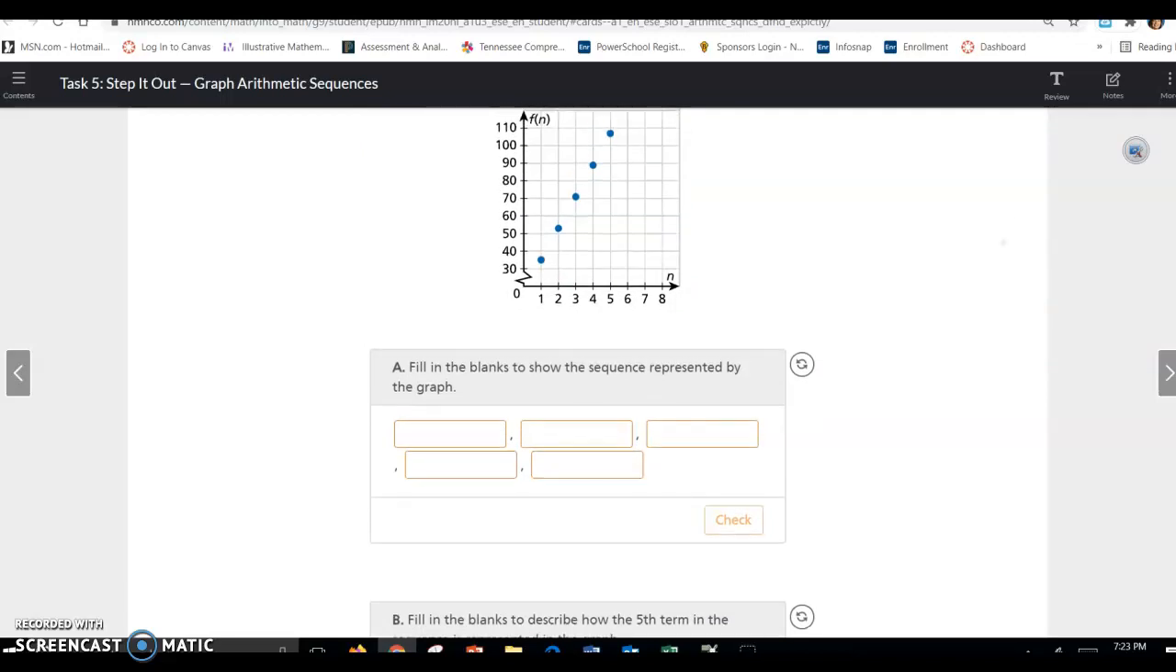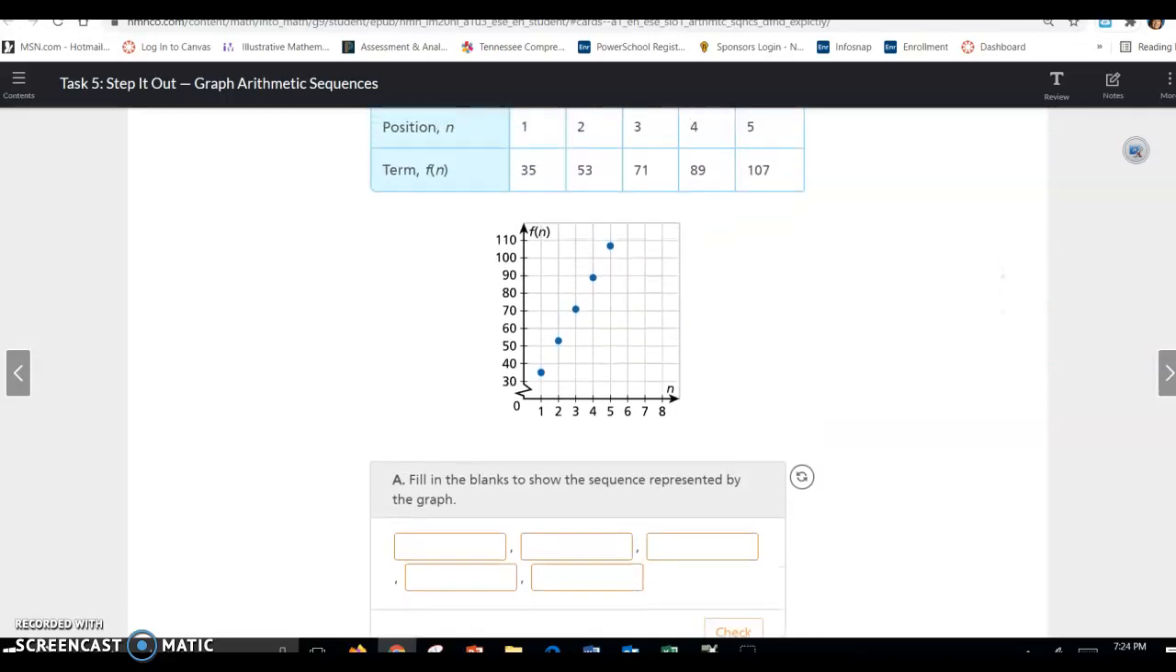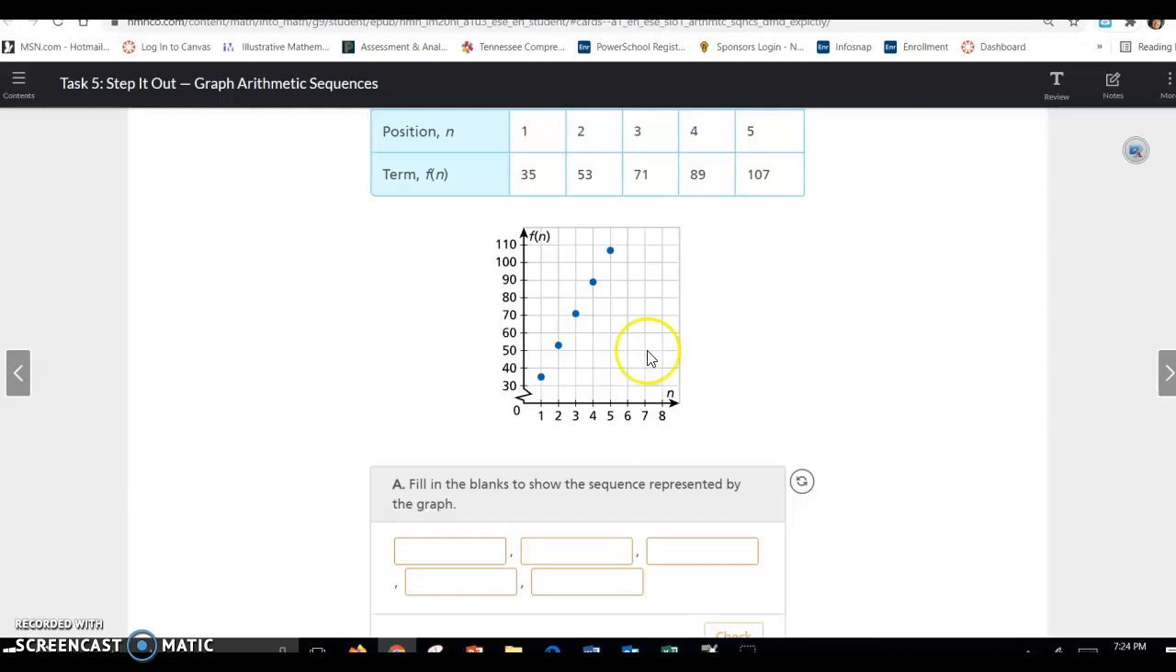All right, so fill in the blanks to show the sequence represented by the graph. All right, so the sequence is 35, 53, 71, 89, and 107. Remember, the n is just what term we're looking at. The sequence actually is the f of n.